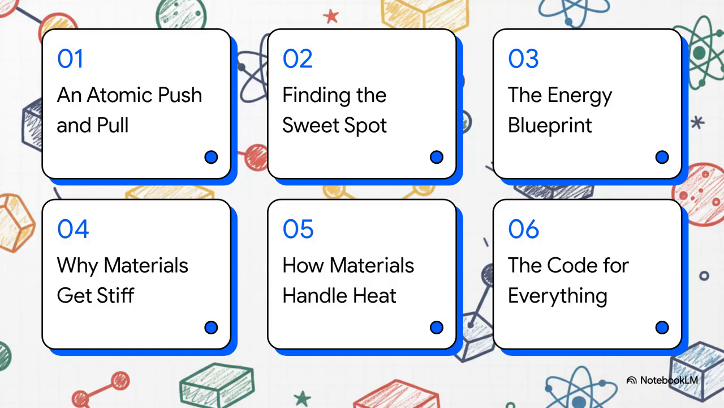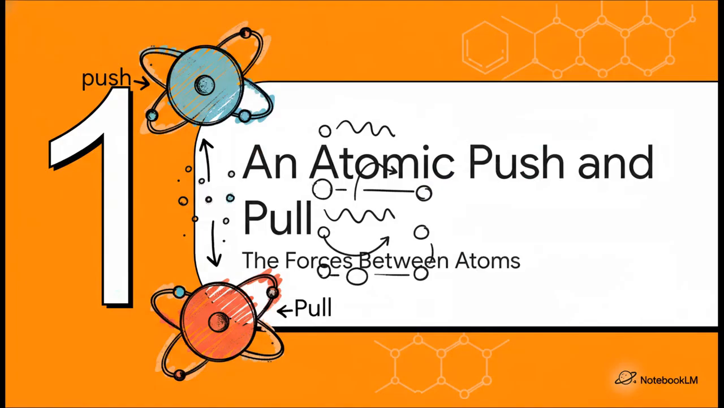All right, so here's our game plan for this explainer. We'll start with that atomic push and pull, then we'll see how they find their little sweet spot. After that, we'll learn how to read the energy blueprint. From there, we'll see why materials get stiff, how they handle heat, and finally, how this is basically the code for, well, everything. First things first, the fundamental forces.